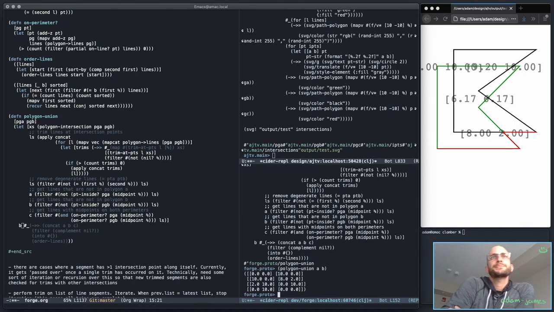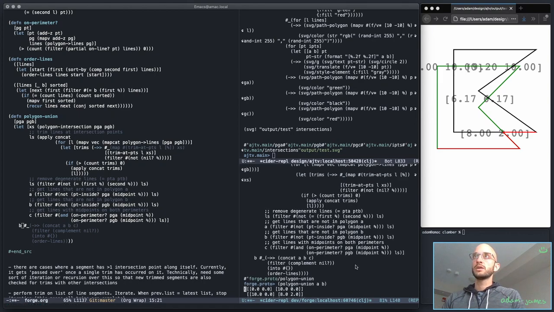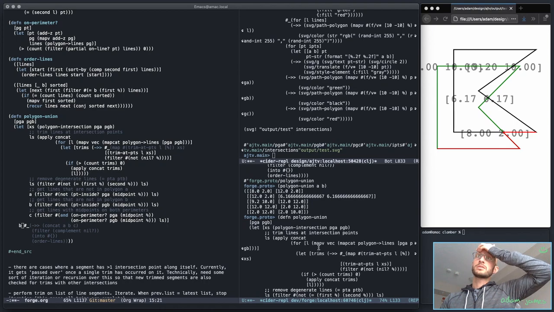All right. Let's run this here. Point inside PG A. Oh no, it should be on A, but the line should be, but the point I'm checking is the midpoint of the line here.